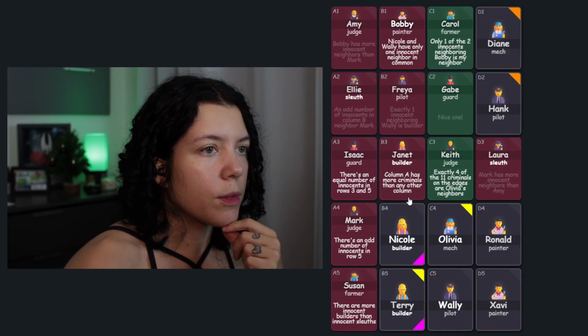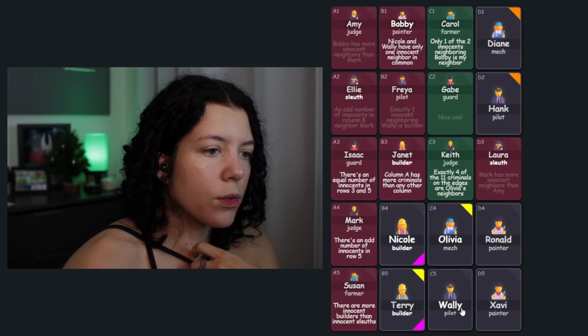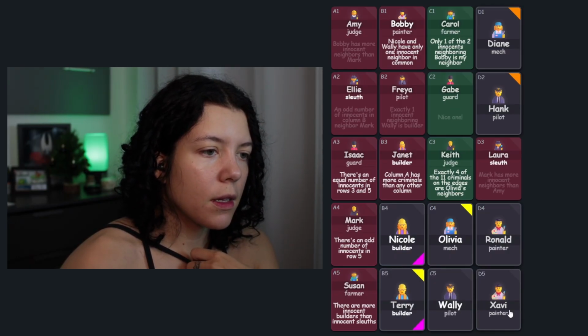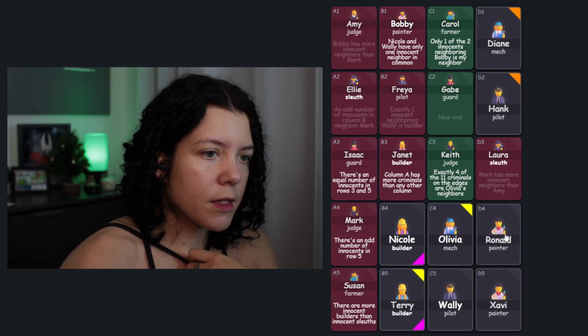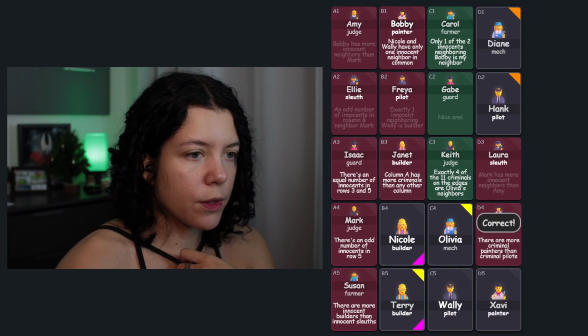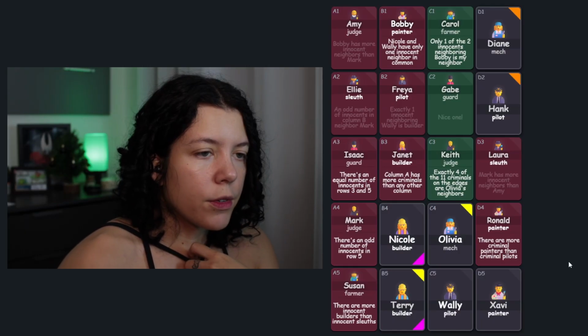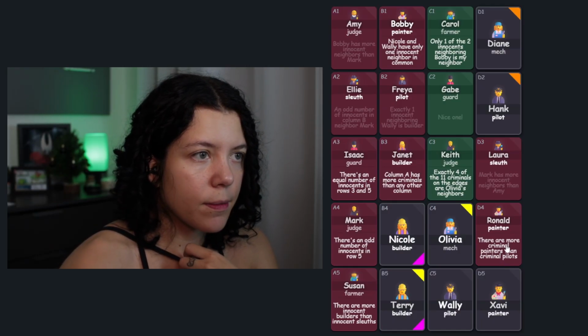Do we have to do some tagging? Equal number of innocents in rows 3 and 5, which means there's only one innocent. Oh, there for sure is gonna be an innocent here in row 5, right? So that means that Ronald couldn't be the single innocent that neighbors Olivia on the edge, which means that Ronald is a criminal. And now Ronald tells us there are more criminal painters than criminal pilots.